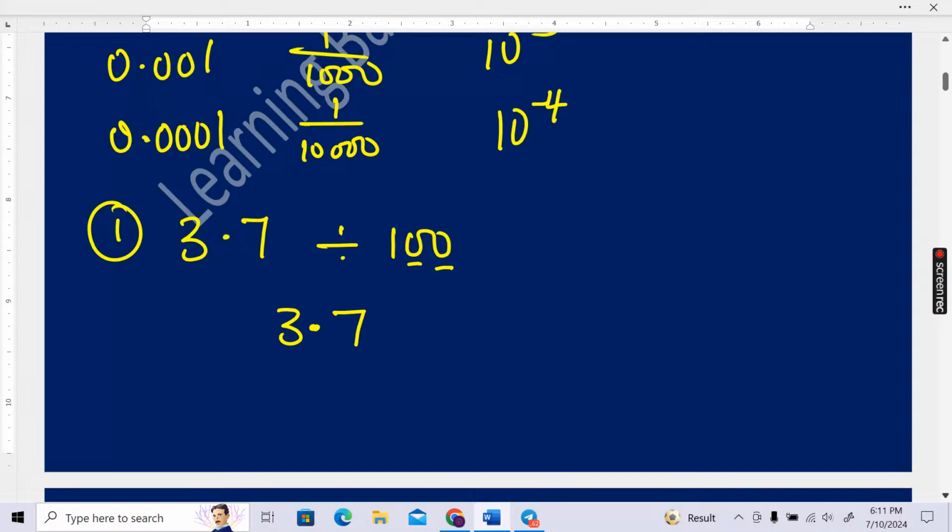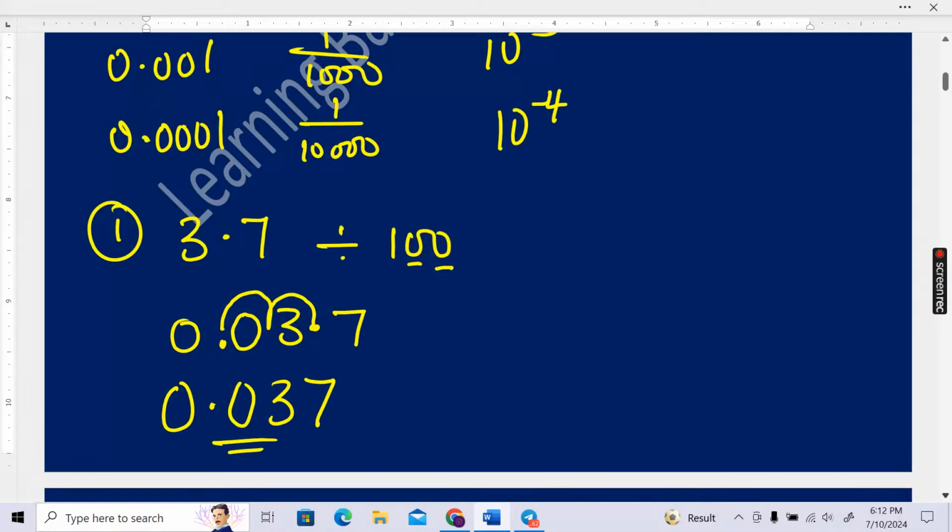So watch as I move. 1, 2. So my decimal point has a new place right here. What happens to the empty space? I'll fill it up with 0. Then to my left side that has no number, I'll also write 0, which gives us 0.037. Don't forget that we have moved the decimal point.